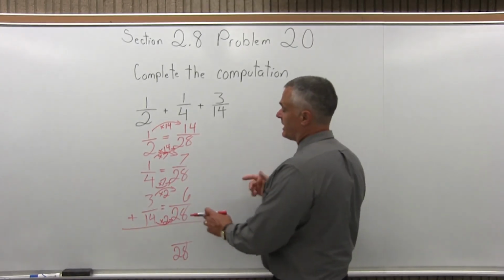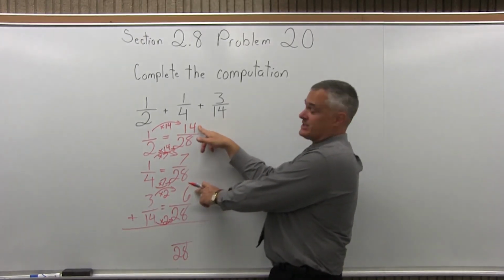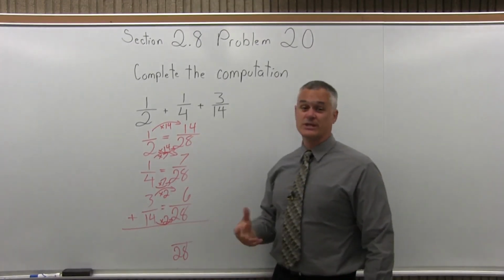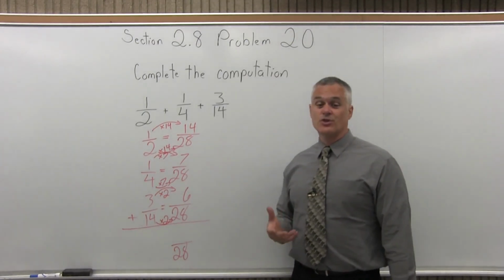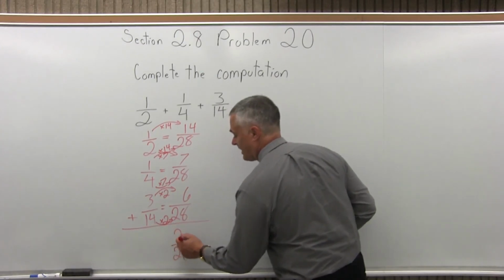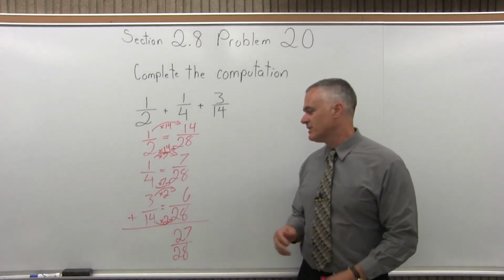Or what you could do, what I really went to when I added it, was I added the 14 and the 6 first, because I knew that was 20. And then I did the 7. 20 and 7 is 27. I get the same answer, but if you're actually going to compute it in your head, it goes a little quicker and easier that way. So I have 27 when I combine the numerators. In whatever order you add them, you're going to get that same 27.